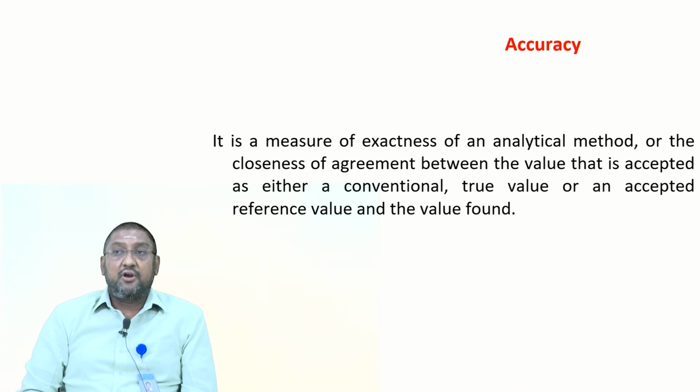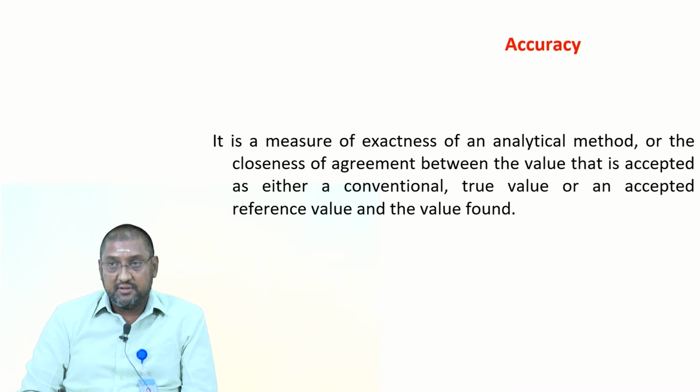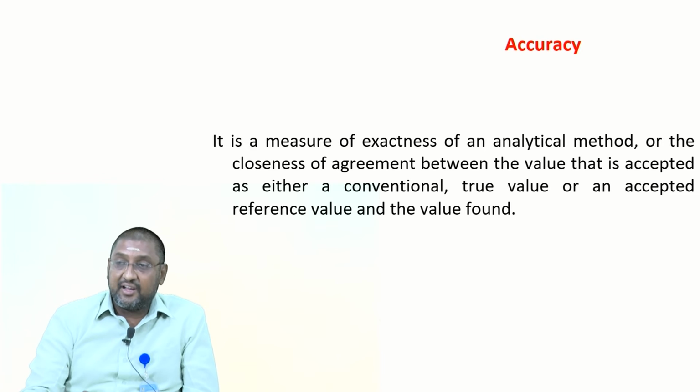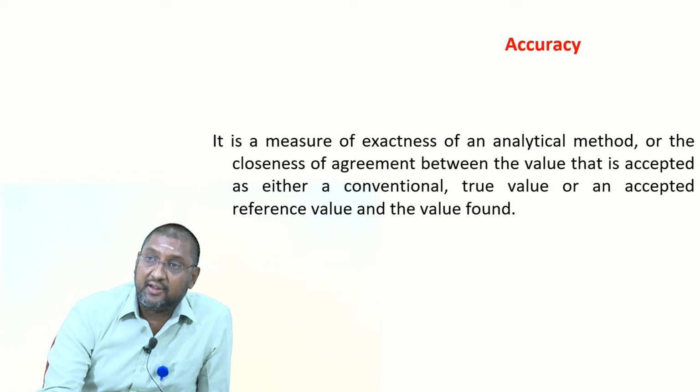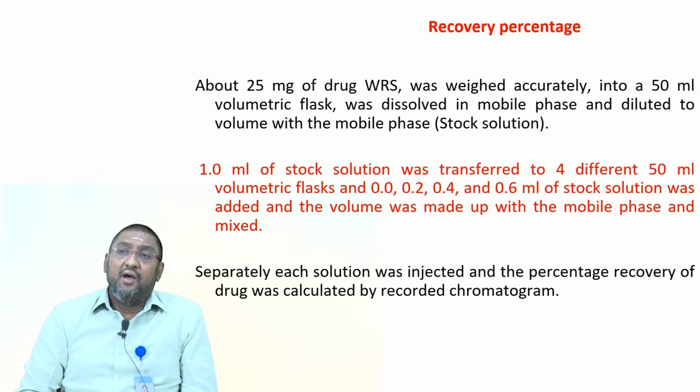First, accuracy. How to do the accuracy? It is a measure of exactness of the analytical method. You just take the sample, you inject it 6 times, and whatever value you are getting, you have to calculate how close it is to your true value or your reference value. That is called accuracy. I will tell you the practical procedure also, how to do the accuracy. Simply, it is drug recovery percentage, which is normally used in industry, called recovery percentage for accuracy.